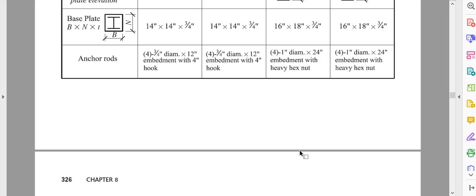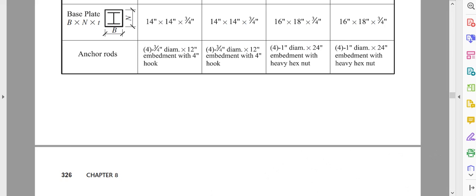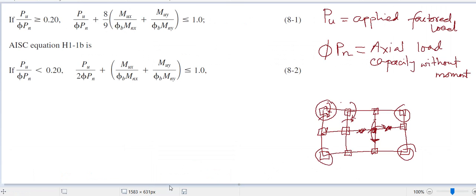Okay, so if I go here, now I copied those two equations here so that I can explain better. Again, Pu is the applied factored load, and Pc is the axial load capacity without moment. How to find it? Just find KL and go to the AISC Manual, Table 4-1 in Chapter 4, where you will find the capacity of this section.